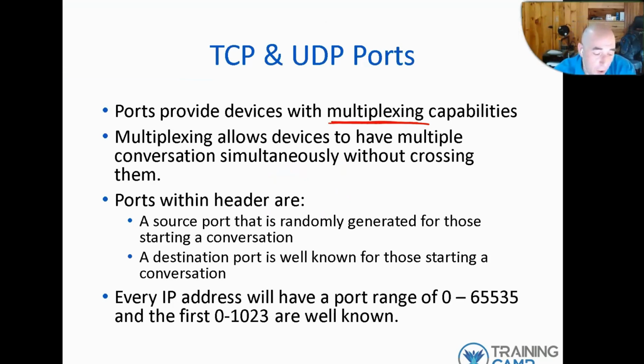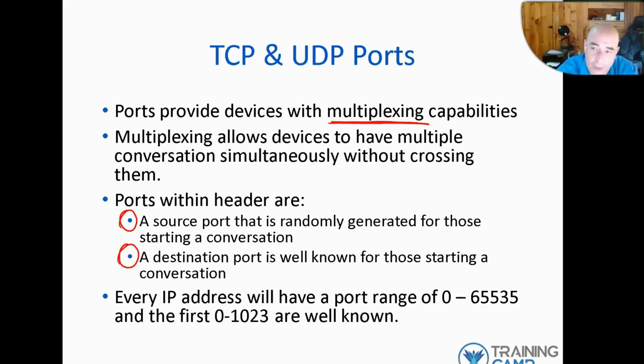When it comes to starting a conversation, the source port will be randomly generated, and then the destination port ends up being well known. So when we start a conversation, the client that initiates will randomize their source port, but that destination port is going to be associated to a service that falls in the range of well-known port numbers.